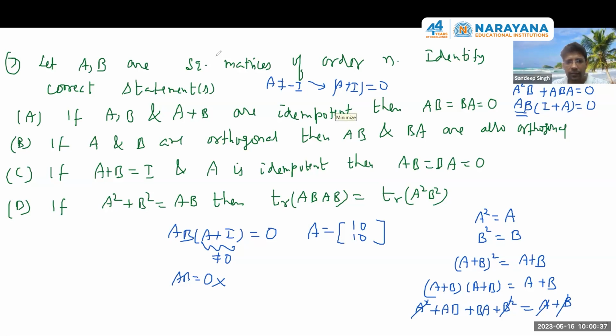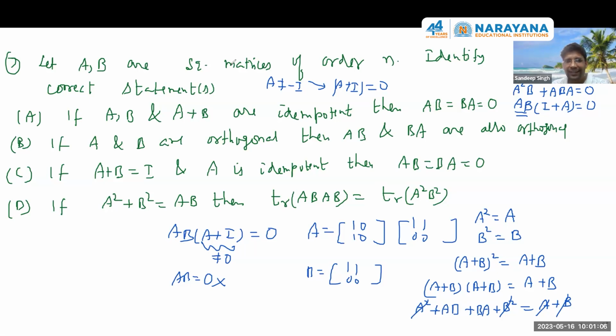And B you have taken as 1100. So B he has taken as 1100. So what is AB here? What is AB? Correct, it is non-zero. And AB plus BA, do they anti-commute? AB plus BA, is it coming out as 0?